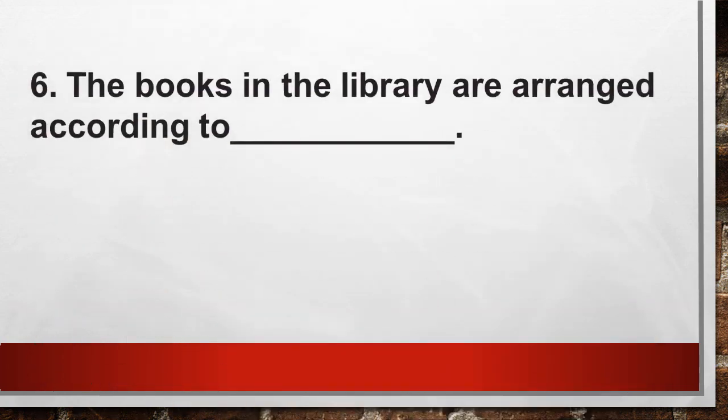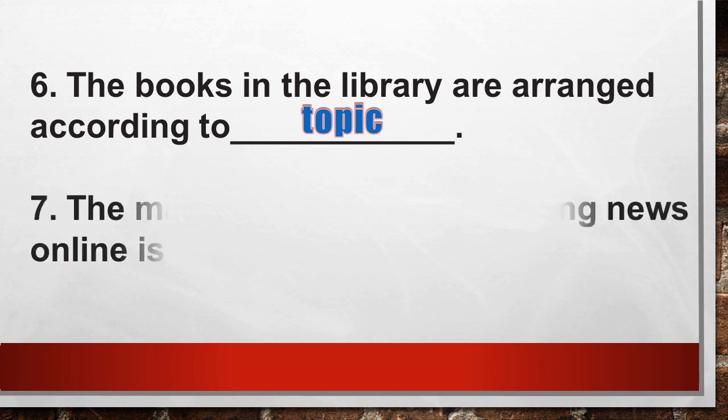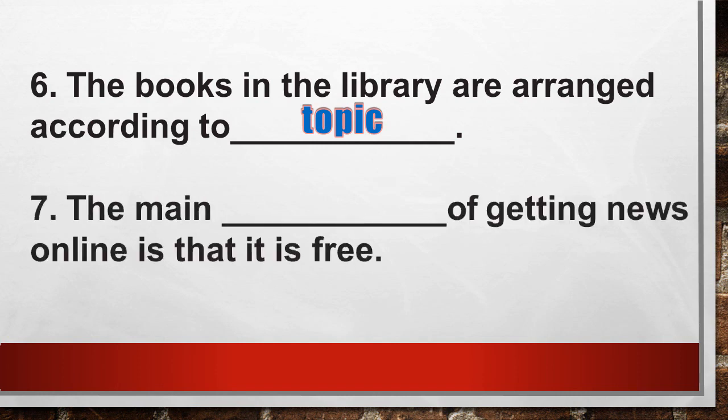The books in the library are arranged according to topic. We can arrange books according to topic, according to name, according to size. The main benefit of getting news online is that it is free. So this is a good point. Yes, the main benefit.